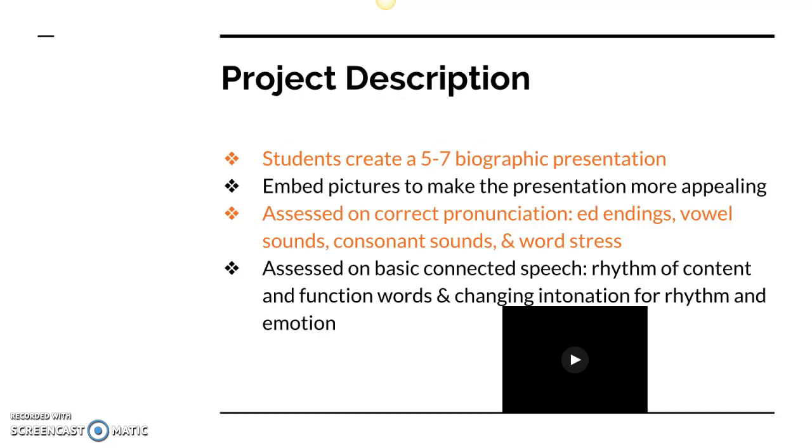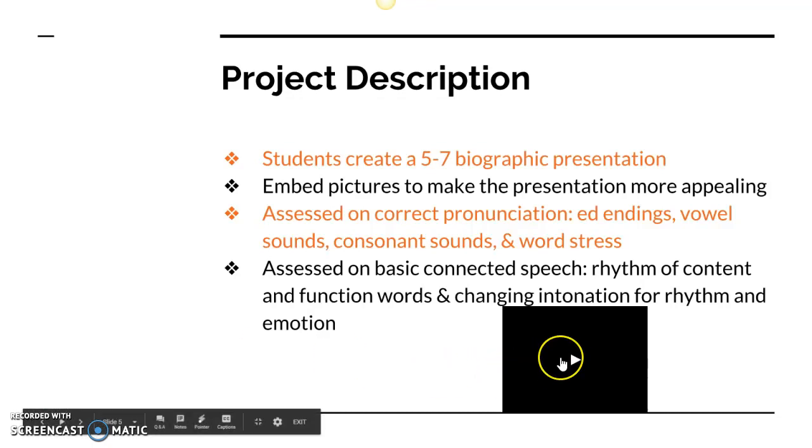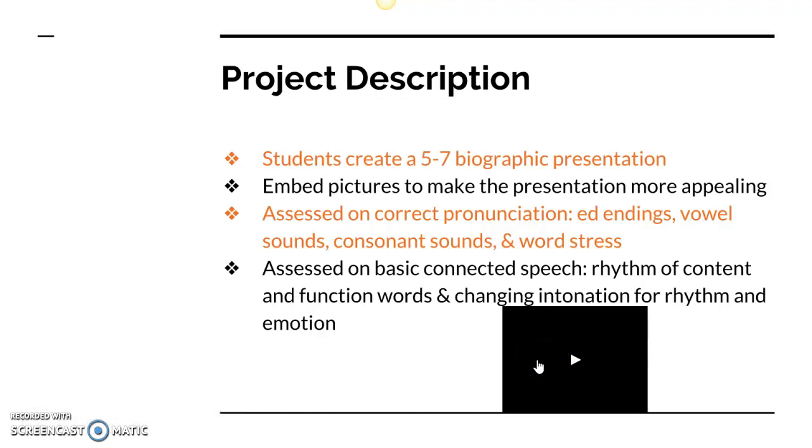And then learning the rules of word stress and then applying them. Along with the rules of word stress, they also learn how to distinguish between function words and content words, which then provides them with the basic speech patterns for connected speech. And then learning to change their voice so they do not sound like a robot, and they encapsulate both rhythm and emotion.